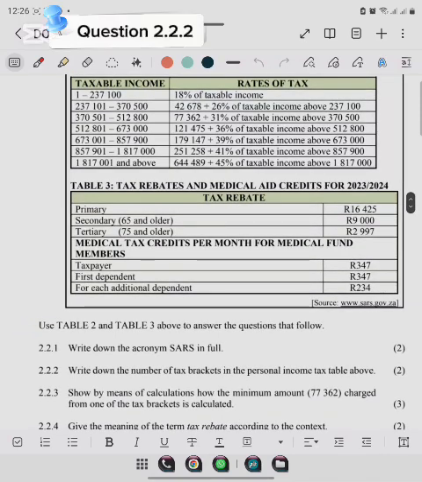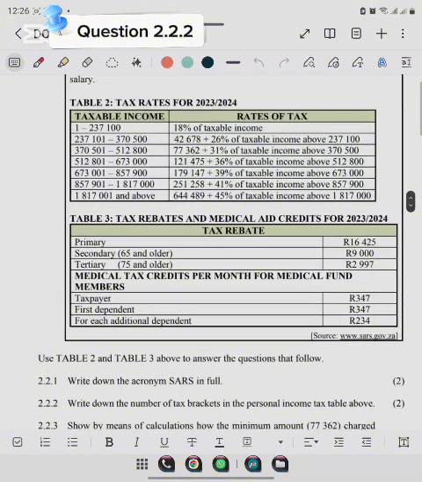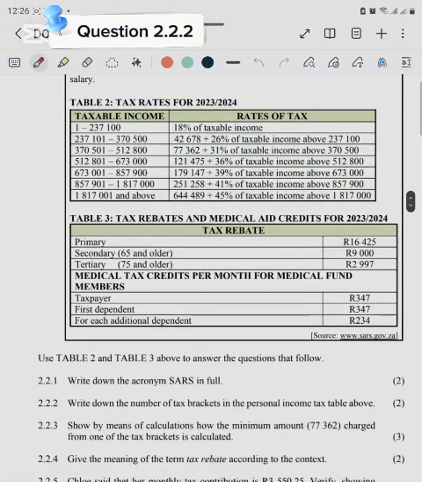The second one says write down the number of tax brackets in the personal income table below. So these are the tax brackets over here, and you just literally count them. You'll get to 1, 2, 3, 4, 5, 6, 7. You have 7 tax brackets.